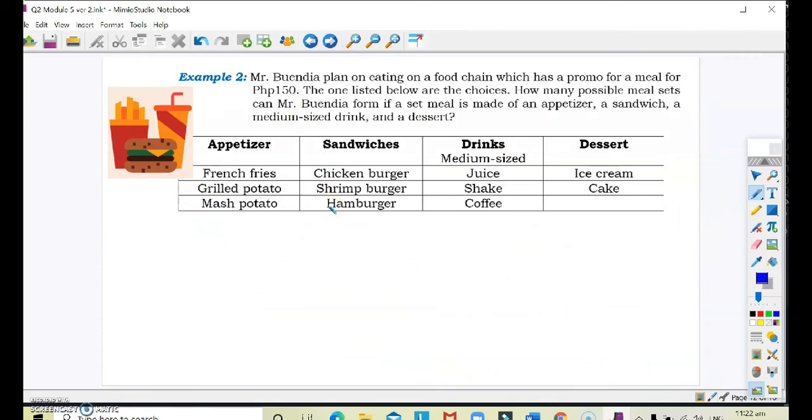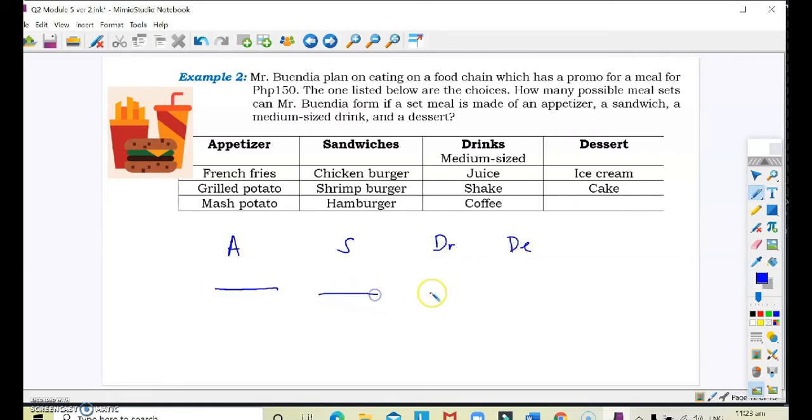Let's have example 2. Mr. Buendia planned on eating on a food chain which has a promo for a meal for 150. The one listed below are the choices. How many possible meal sets can Mr. Buendia form if a set meal is made of an appetizer, a sandwich, a medium-sized drink, and a dessert? If that's the case, if we have an appetizer, then we're going to have a sandwich as well, and the drinks, and the dessert.